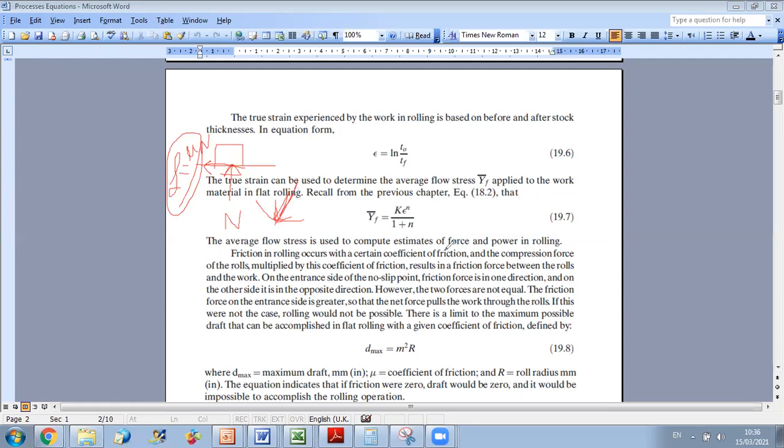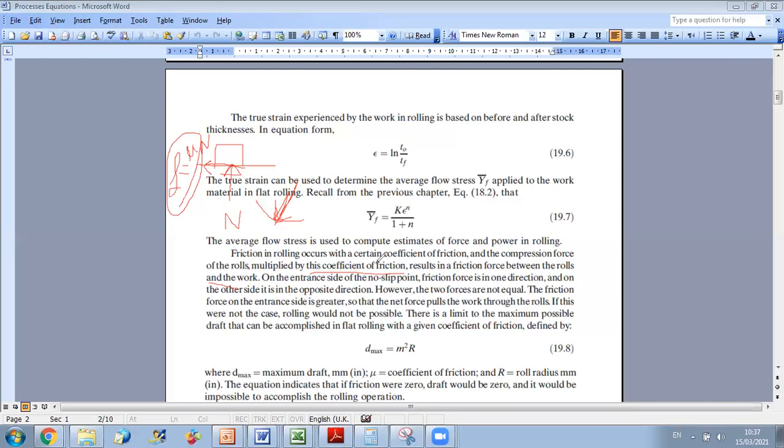The friction in rolling occurs with a certain coefficient of friction, and the compression force of the rolls multiplied by the coefficient of friction will result in a friction force between the rolls and the work. As we said before, on the entrance side of the no-slip point, the friction force is in one direction, and on the other side, it is in the opposite direction. However, the two forces are not equal. The friction force on the entrance side is greater, so that the net force pulls the work through the rolls. If this were not the case, rolling would not be possible.